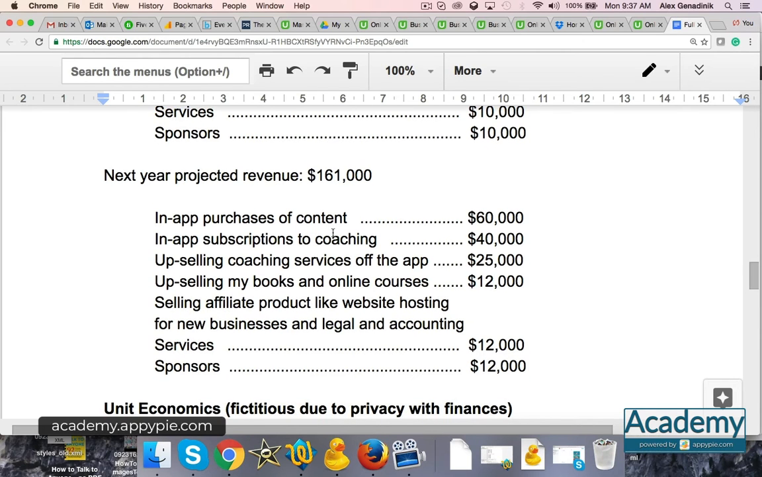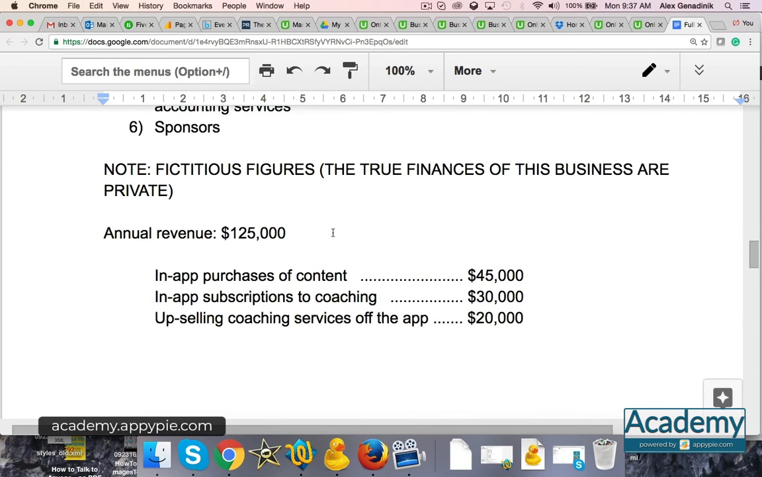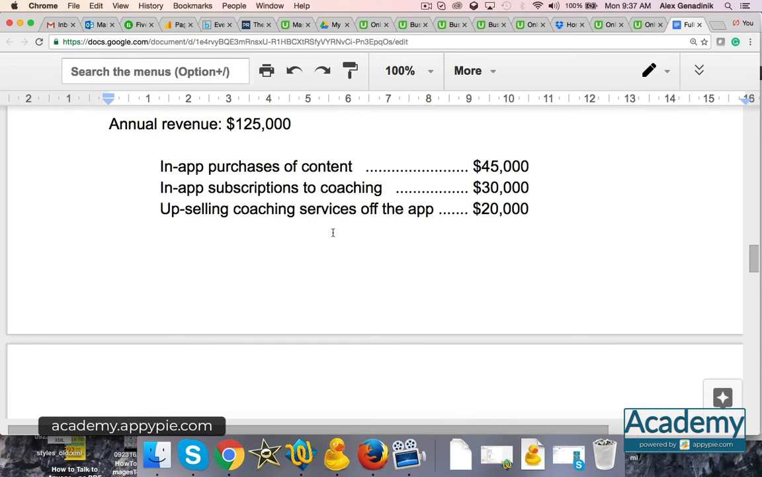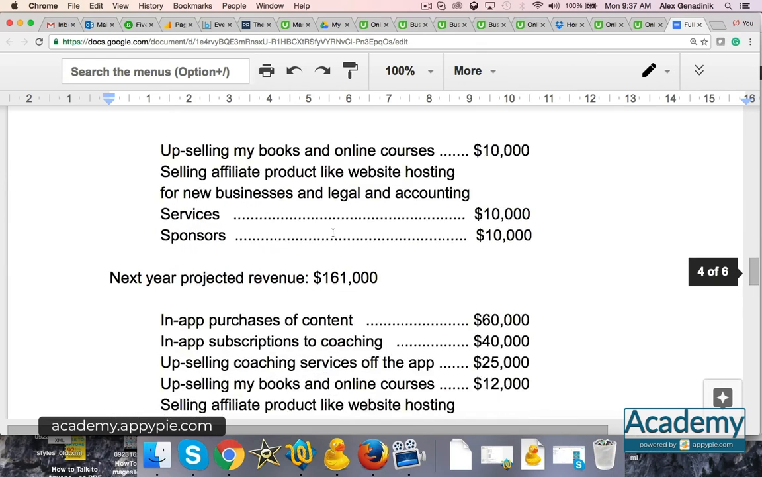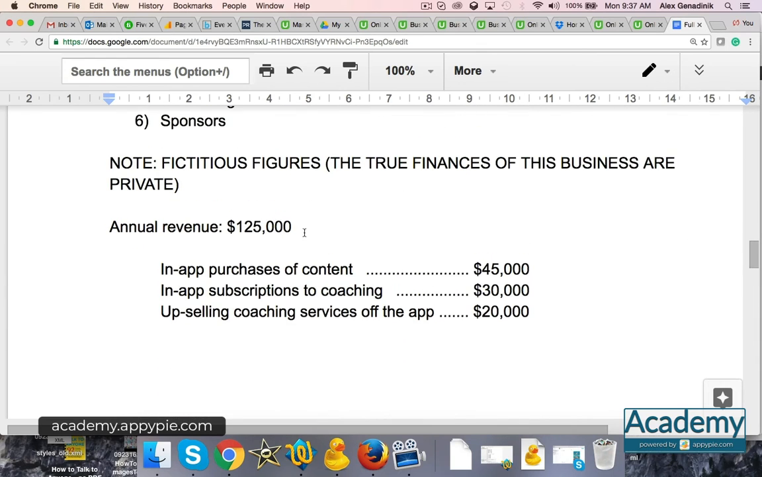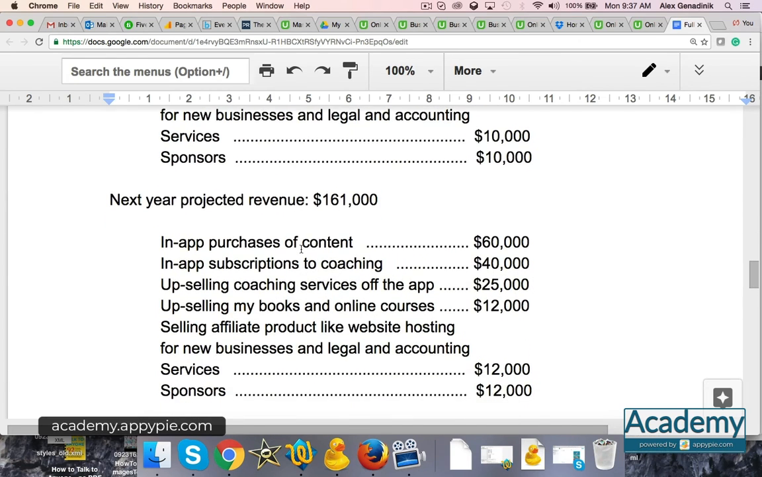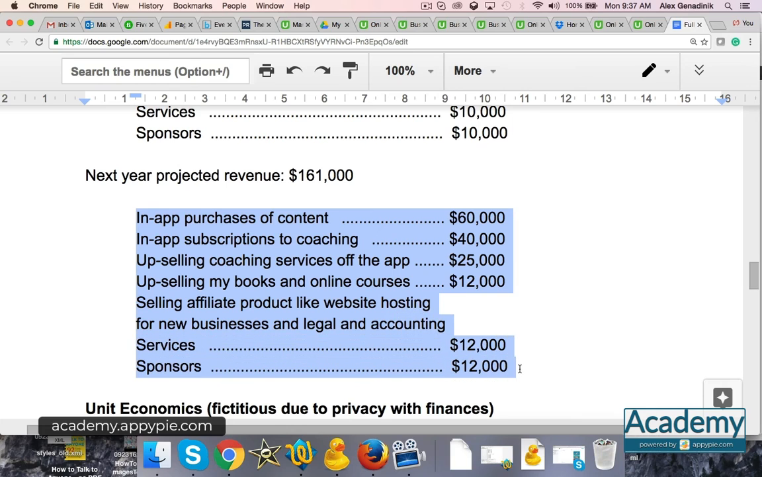And this is actually what I did in this business plan here. In the revenue area, right? So again, these are fictitious figures because I'm private about my actual finances, naturally. But you can see that for our purposes, I gave my revenue for this year here, and based on growth projections, I projected next year's revenue, right? And it's as simple as that.